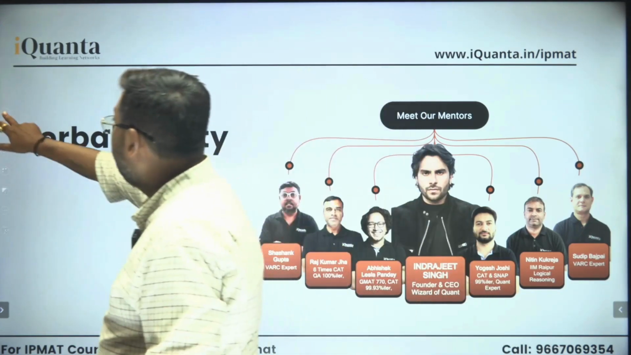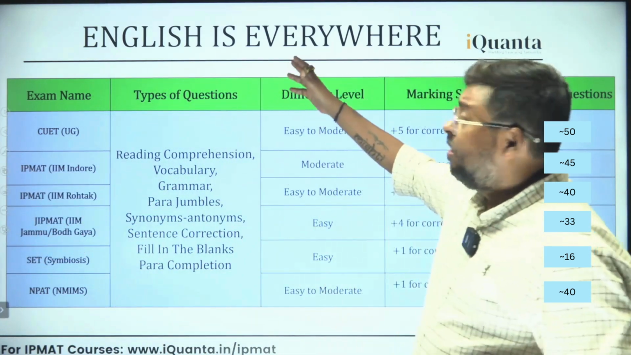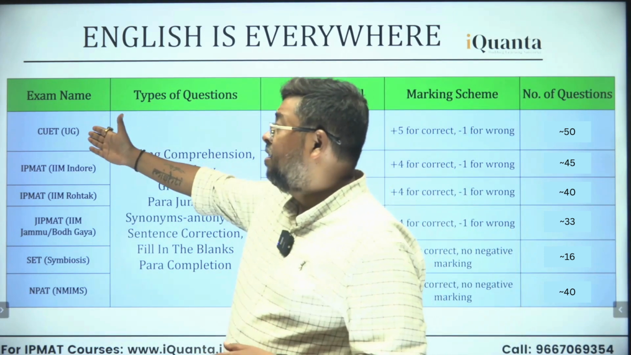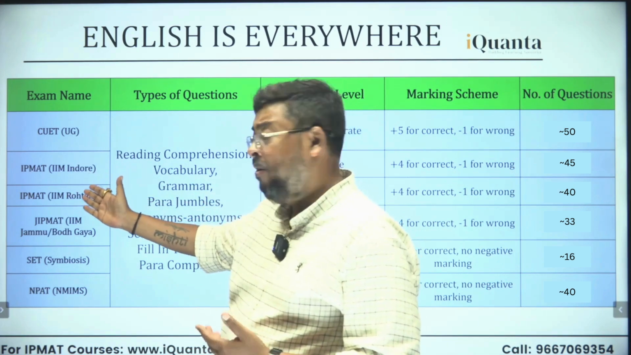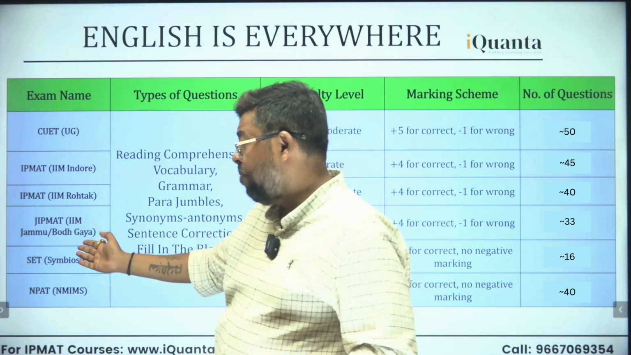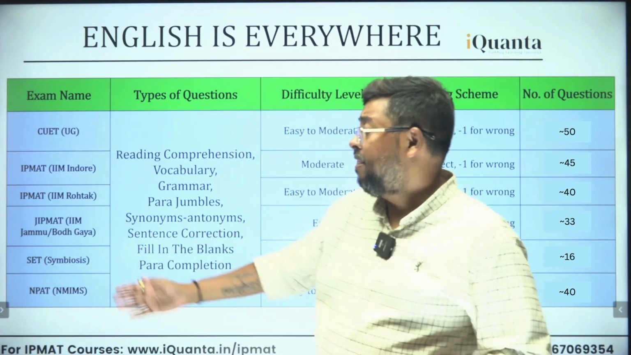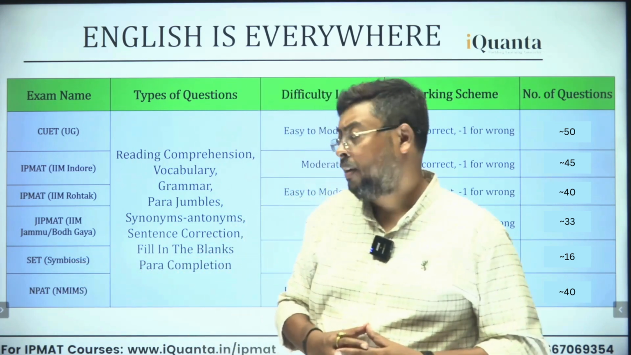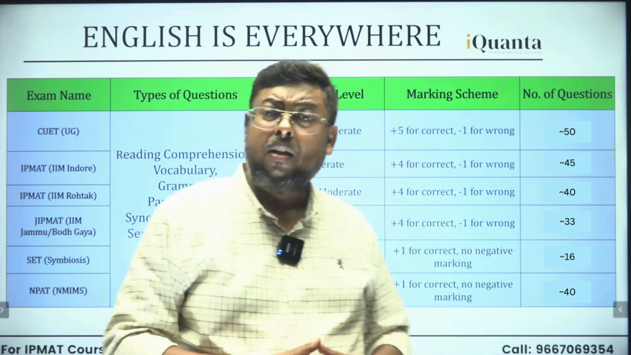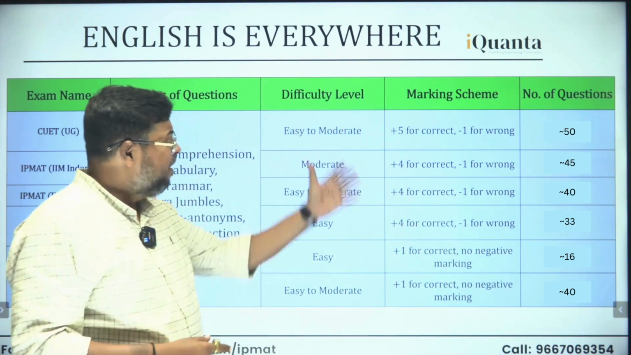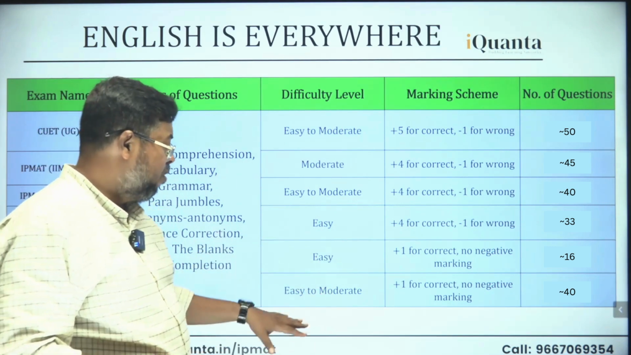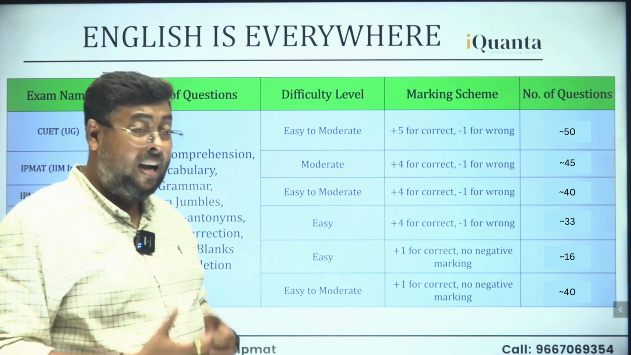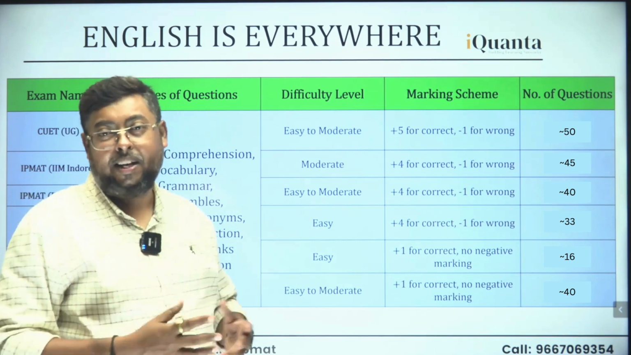If we look at it, you would find that English is everywhere. Be it CUET, IPMAT, that is Indore, then there is Rohtak, then there is JIPMAT, which is for Jammu and Bodh Gaya, and then we have got SET, which is for Symbiosis, and NPAT, which is Narsee Monjee, and many more, of course. The difficulty level of these papers is easy to moderate. Sometimes they become a bit highly spirited, and the papers become a bit tricky.